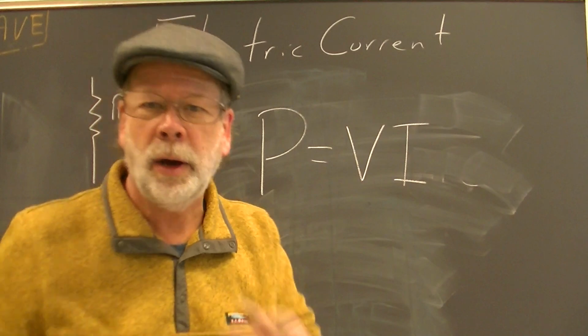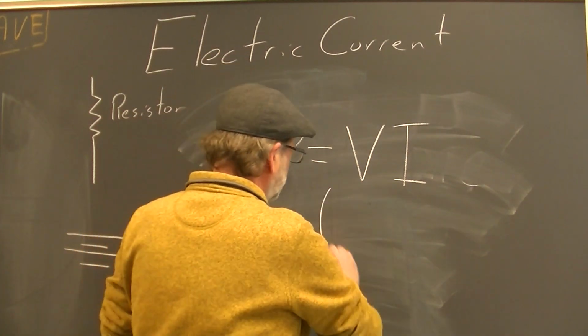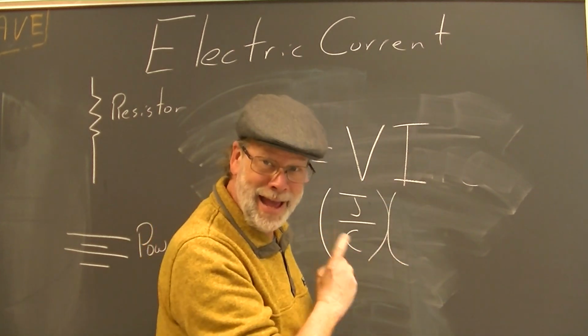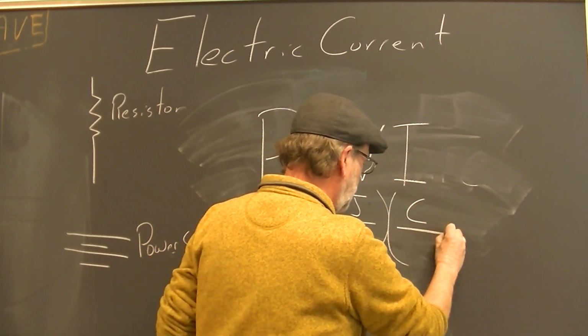How do the units work out? Let's look at the units. A volt, again, is a joule per coulomb. An amp is a coulomb per second.